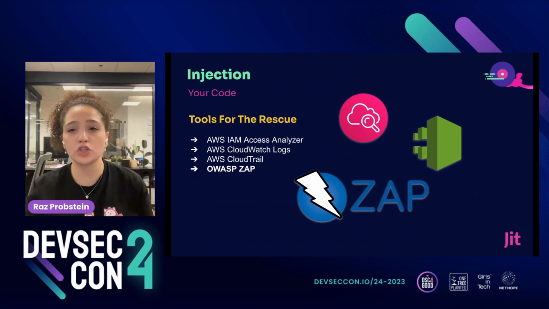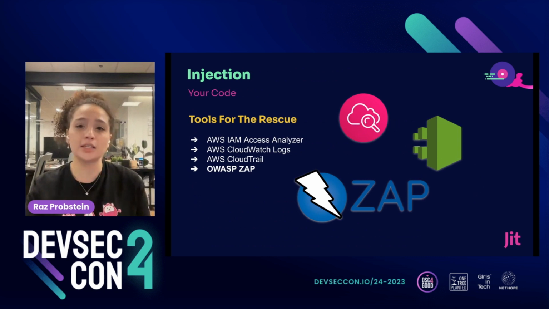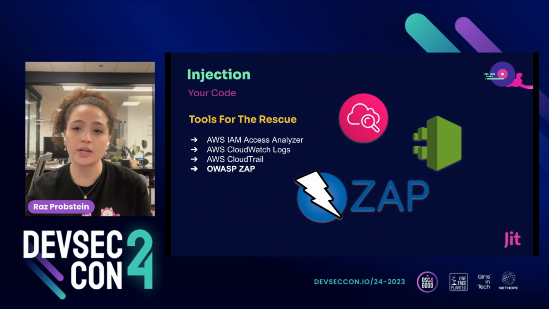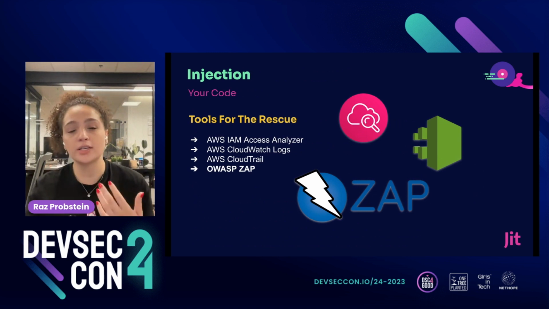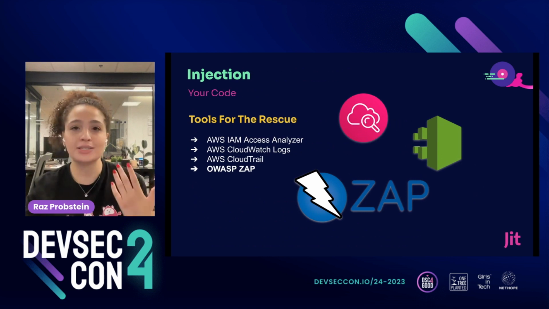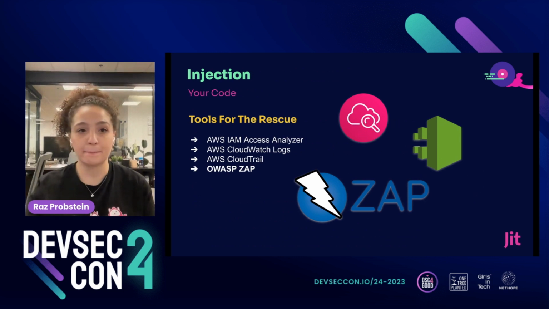A few cloud-native services that can really help us here: IAM Access Analyzer to apply the least privilege principles to our functions. We have CloudWatch Logs and CloudTrail for the monitoring part. And if your functions are accessible externally through API Gateway, I highly advise you to use a DAST tool, like the very popular OWASP ZAP, for pen testing.